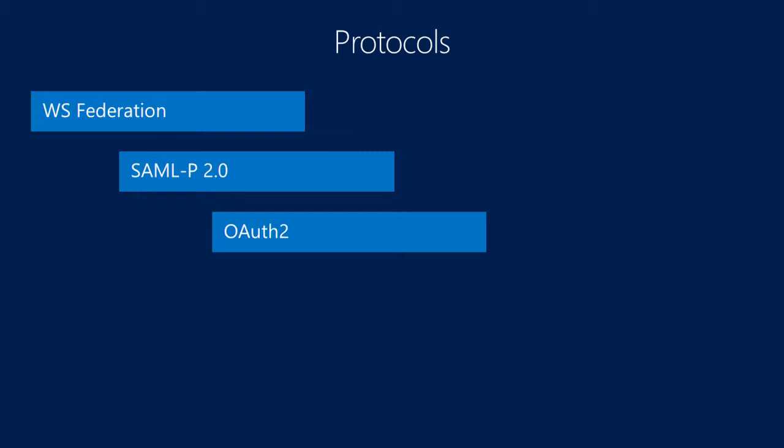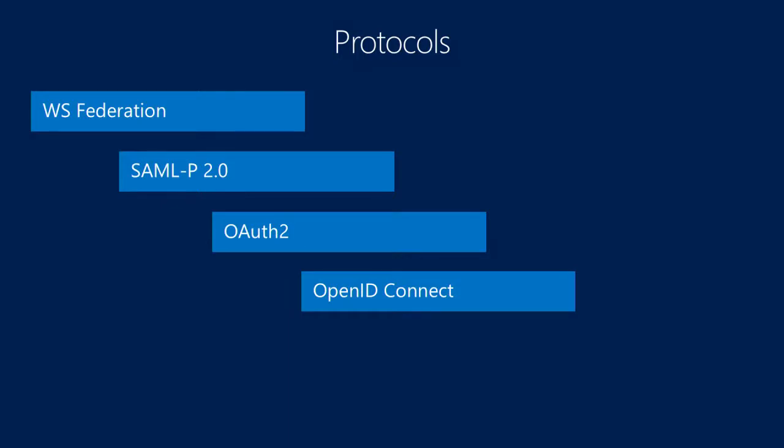The industry decided that this was not going to work. So the industry got together and built a protocol that sits on top of OAuth called OpenID Connect. And OpenID Connect does the authentication piece, and OAuth does the authorization piece.